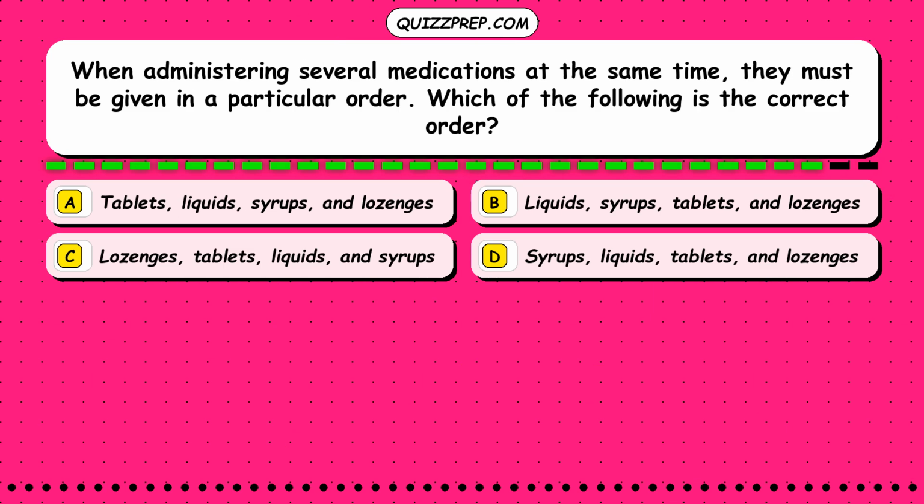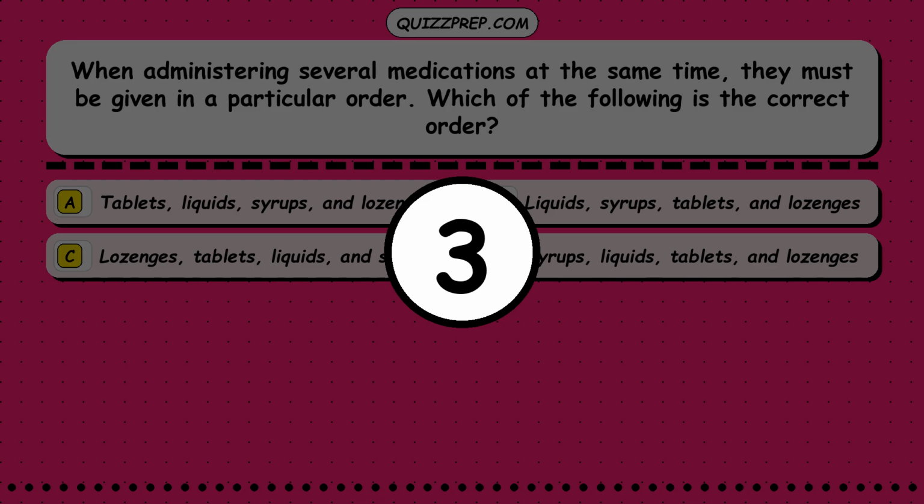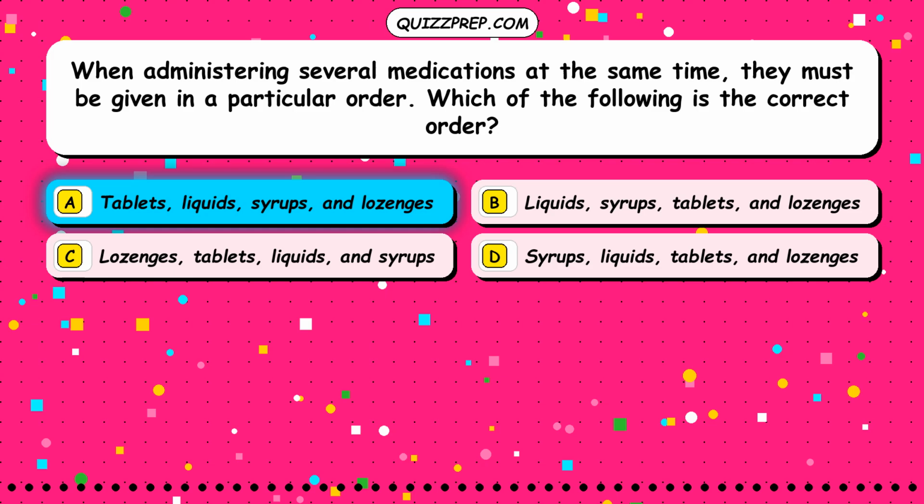Question 290. When administering several medications at the same time, they must be given in a particular order. Which of the following is the correct order? Option A, tablets, liquids, syrups, and lozenges. Option B, liquids, syrups, tablets, and lozenges. Option C, lozenges, tablets, liquids, and syrups. Option D, syrups, liquids, tablets, and lozenges. The correct answer is option A, tablets, liquids, syrups, and lozenges.